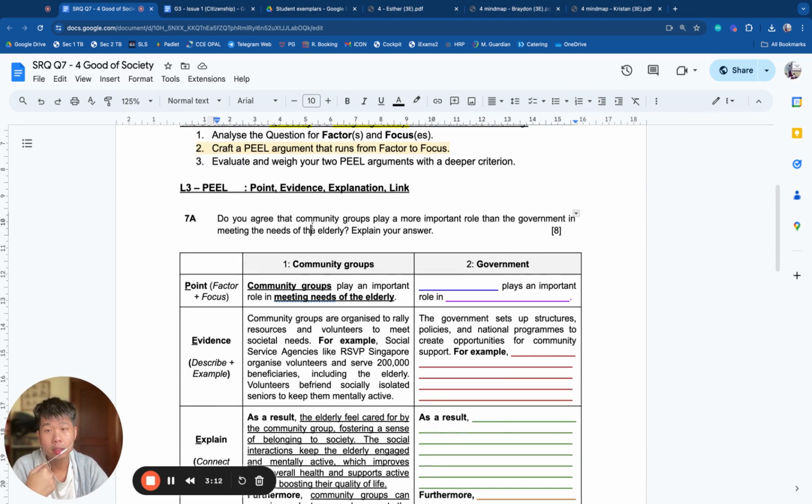So let's look at this question. Do you agree that community groups play a more important role than the government in meeting the needs of the elderly? Analyze the question. What is the factor? What is the focus? So I hope you have done this. Factor 1 is community groups. Factor 2 is the government. And the focus is meeting the needs of the elderly.